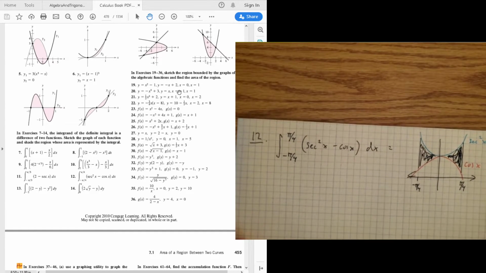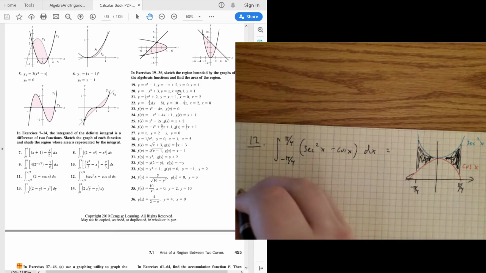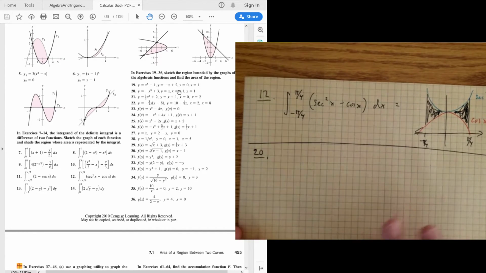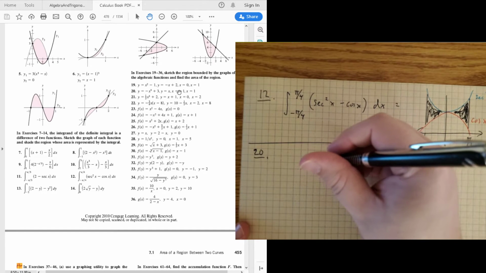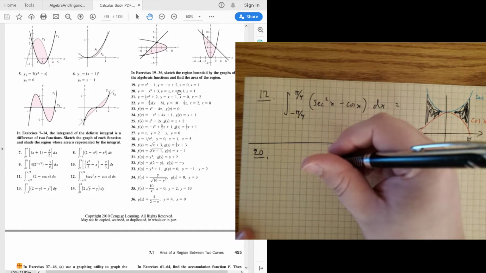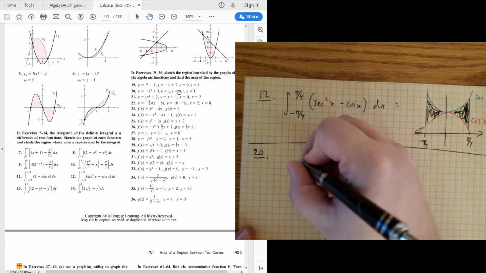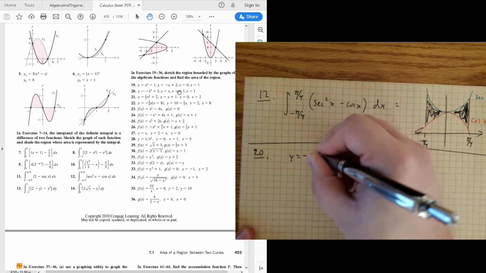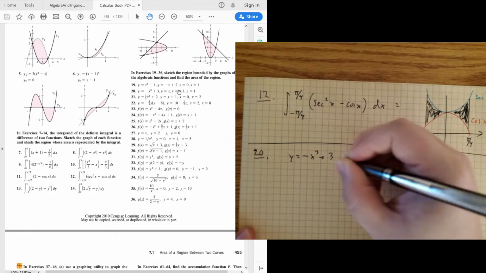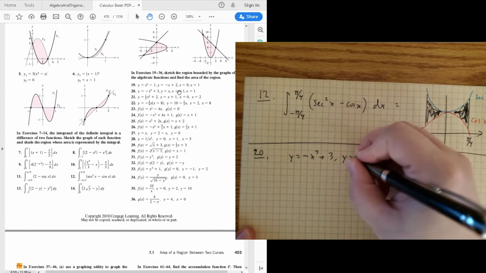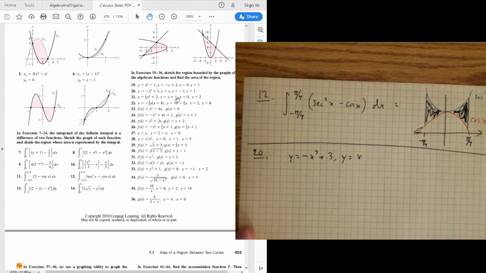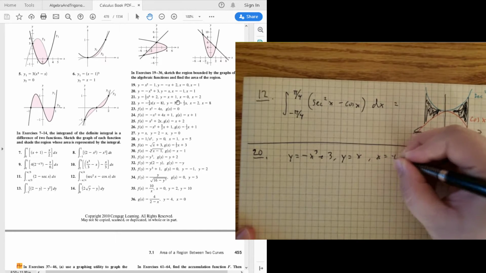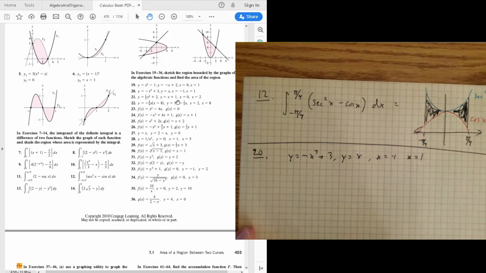So we sketched and did number 8. We just sketched number 12 because that's all the instructions asked us to do. So let's look at number 20. Number 20 states we have to sketch the region bounded by the graphs of the algebraic function, then find the area of the region. Yay! So we have two pieces. y equals negative x cubed plus 3. We also have y equals x. And we have the range between x equals negative 1 and x equals positive 1.